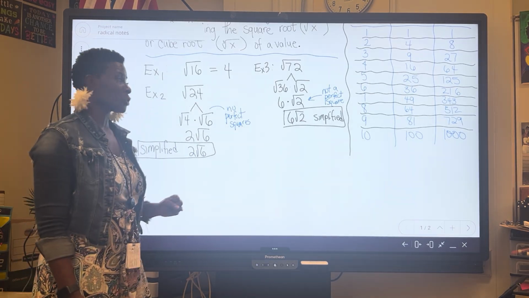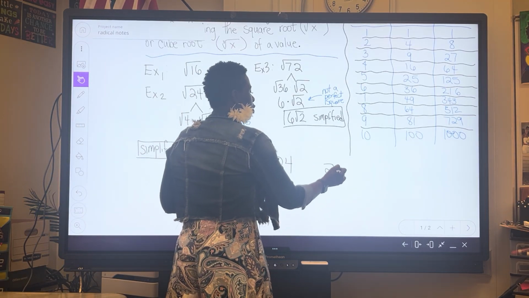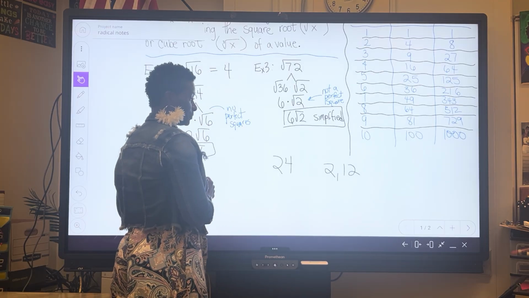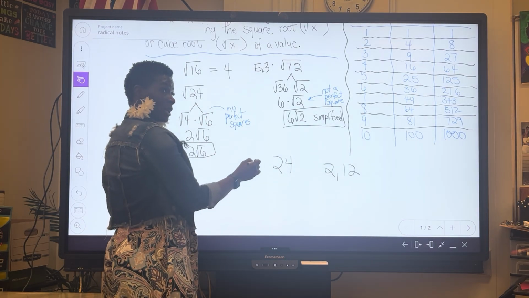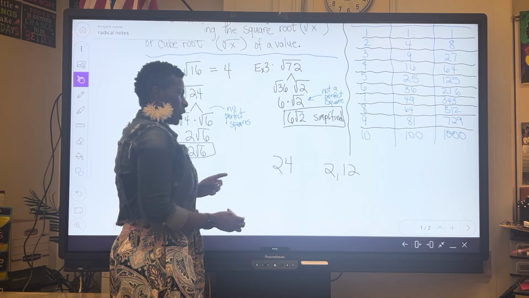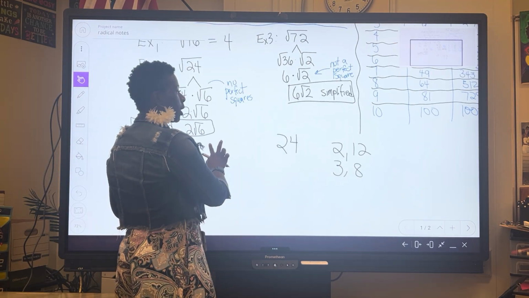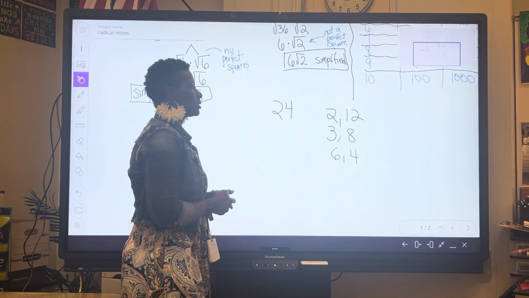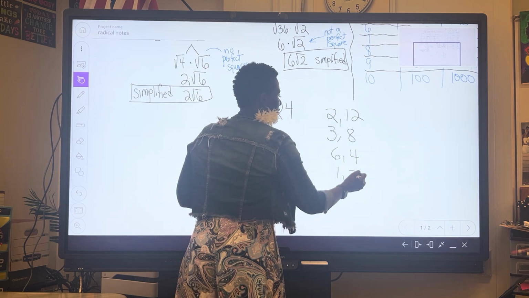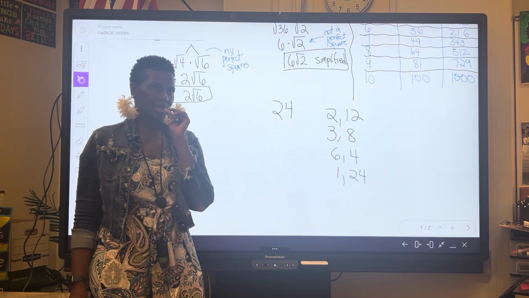So, what are the factors of 24? Tell me the factors of 24. 2 and 12. What else? Isn't 2 times 12 24? Yes? 3 times 8. I'm talking about factors, not products. Not multiples. What else? 6 and 4. 1 and 24. Now, are any of these perfect squares? Which one?